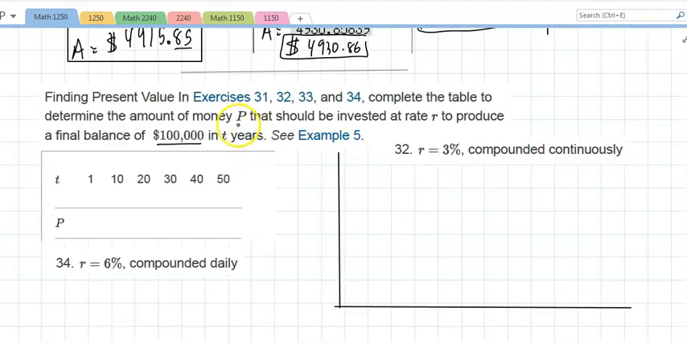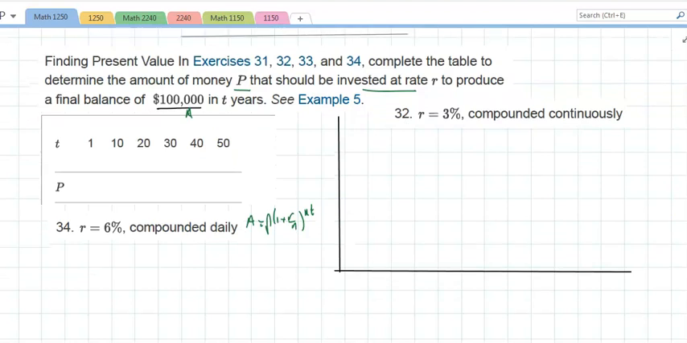Here they're saying, complete the table, determine the amount of money P that should be invested at a rate to find a balance A. So A equals P into 1 plus r over n raised to the nt. But they're giving us A in this case, and they're moving toward us figuring out what T is. So here, A is 100,000 equals P, which is what I'm looking for, into 1 plus compounded daily.